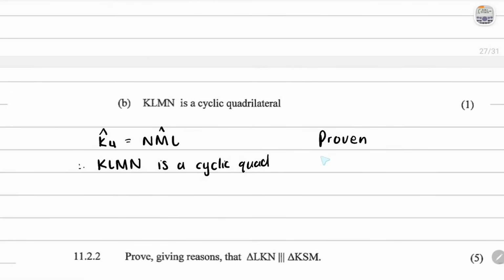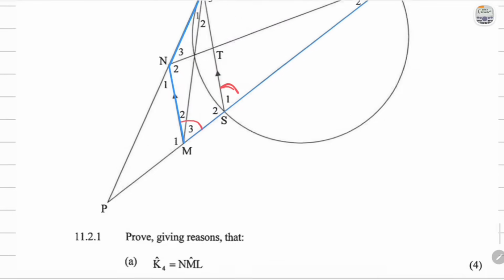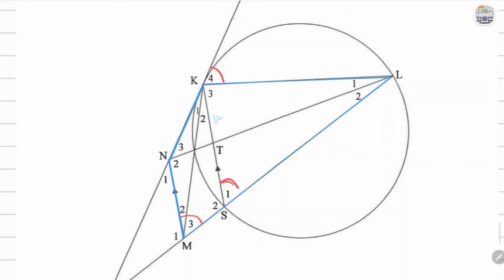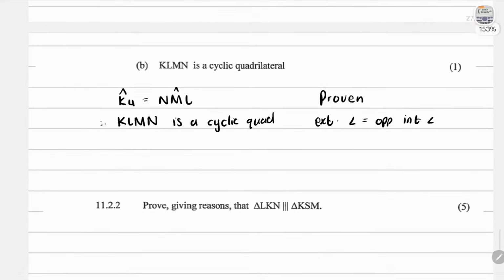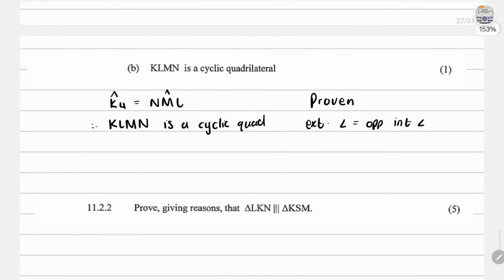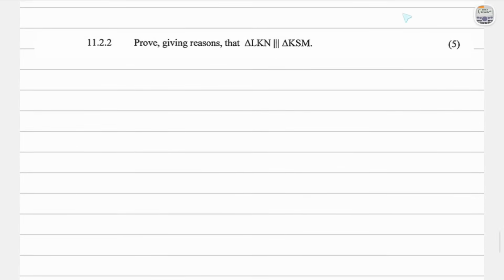And the reason is because we had the exterior angle being equal to the opposite interior angle. So therefore, it is a cyclic quad. And there we go. We have proven that the shape is a cyclic quad. Moving on to the next question.